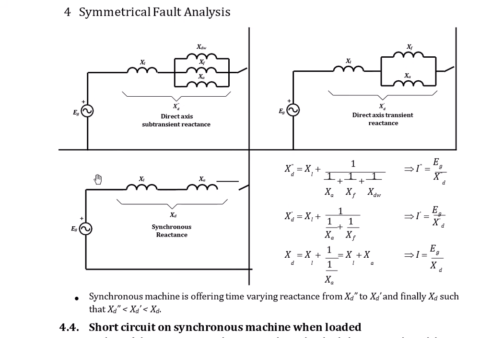in the sub transient portion, our reactances will be XA, XF, and XDW. XA is the armature reactance, XF is the field reactance, and XDW is the damper winding reactance. So at the sub transient portion, all the reactances are present, and all these three reactances are in parallel. When this sub transient portion is cleared and the machine enters the transient portion, our damper winding reactance will die out, and now only XA and XF will be left.